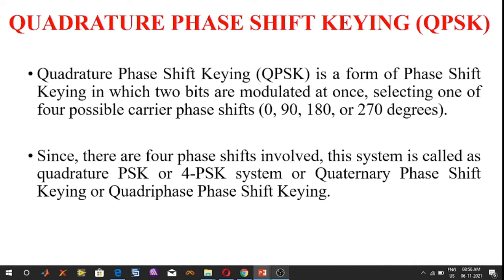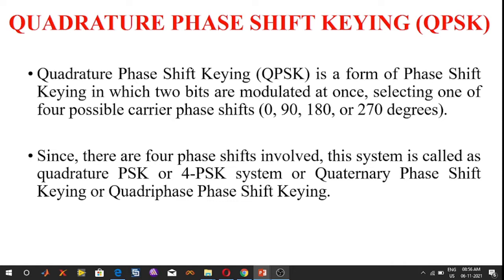Whereas in binary phase shift keying, it uses two possible carrier phase shifts, that are 0 degree phase shift and 180 degree phase shift. Now here we will discuss quadrature phase shift keying. In quadrature phase shift keying, it uses four possible carrier phase shifts, that are 0 degree, 90 degree, 180 degree and 270 degree.